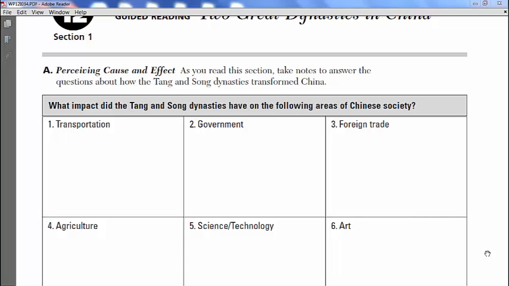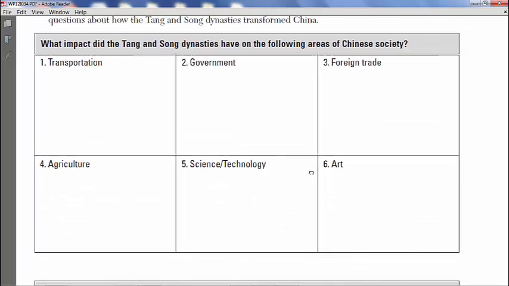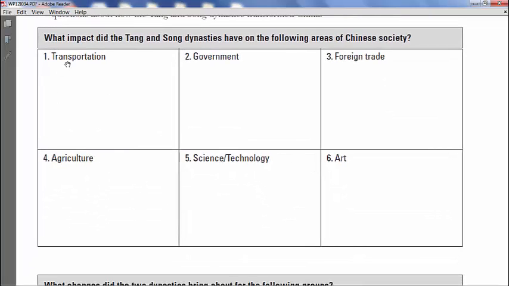All right, number 1. What impact did the Tang and Song dynasties have on the following areas of Chinese society? Number 1, transportation. They expanded the networks of roads and canals begun by the Sui dynasty. Number 2, on government, they made the central government much stronger. It revived and expanded the civil service.